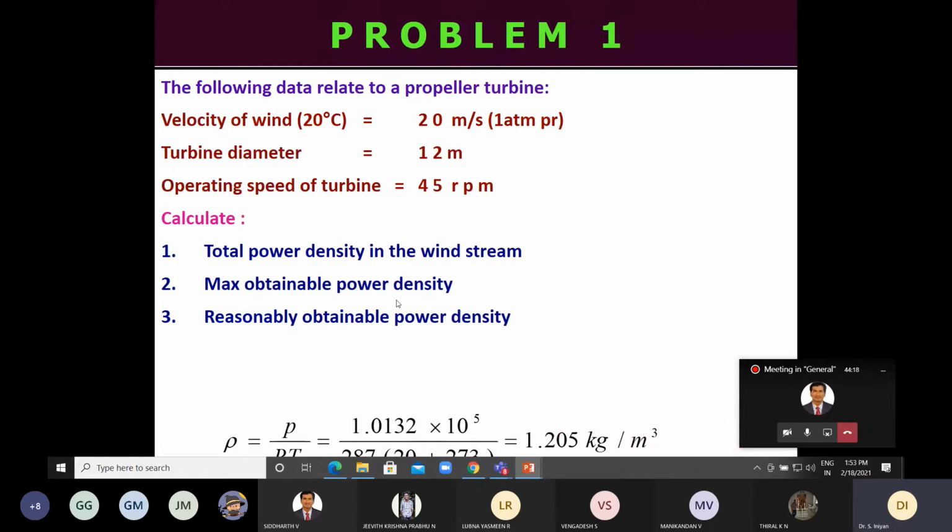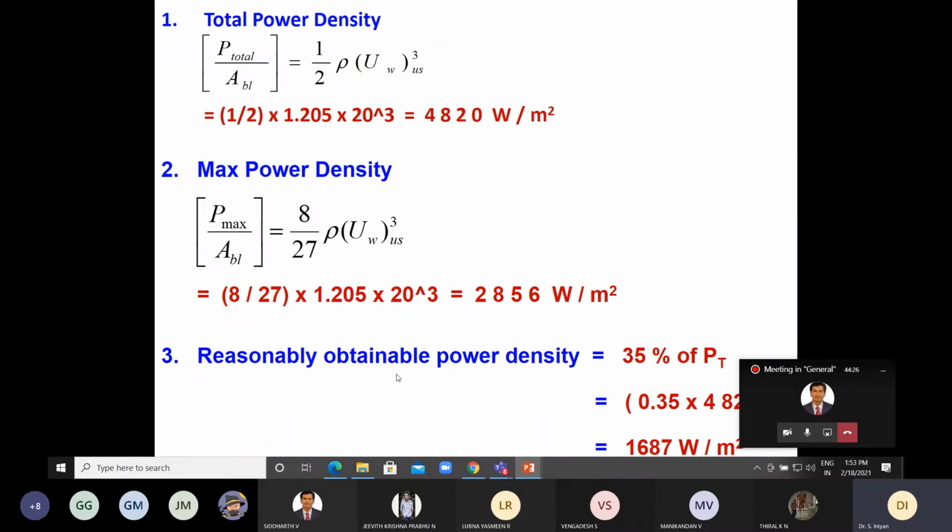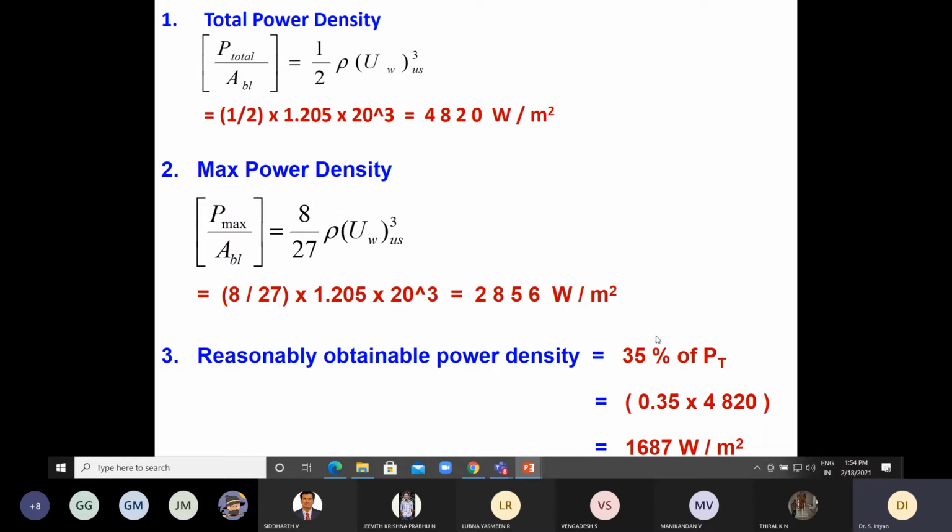And at last, what we are going to calculate is the reasonably obtainable power density. So now calculate what is a reasonable power density, which is nothing but 35% of the total power. Here the total power is what you calculated in step 1, the total power density 4820 watt per meter square. So 35% of total power is equal to 0.35 into the total power 4820. So substitute these values and find out the reasonable obtained power density, that comes to 1687 watt per meter square, right?